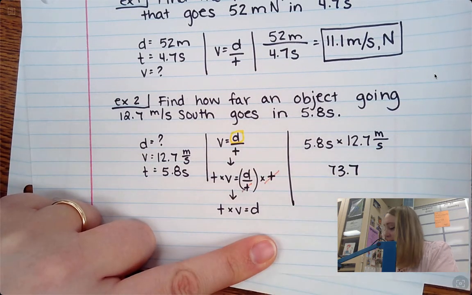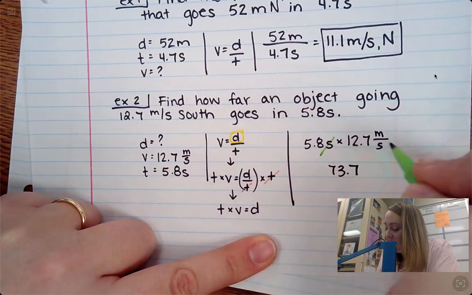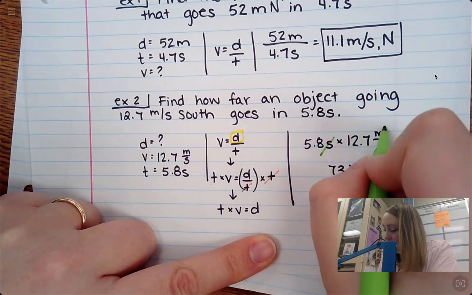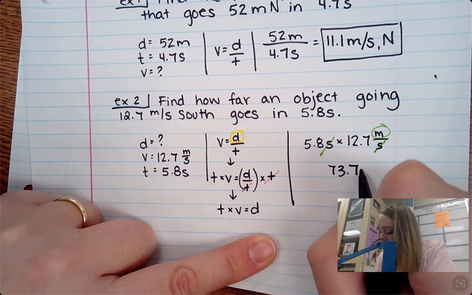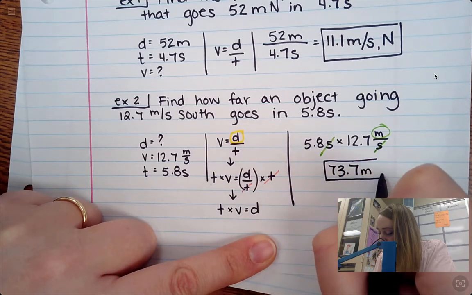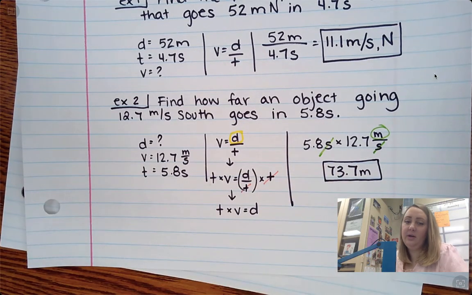And to follow my units, seconds cancels with seconds down there. I'm left with meters. And that makes sense because it said how far, and meters is a measure of distance.